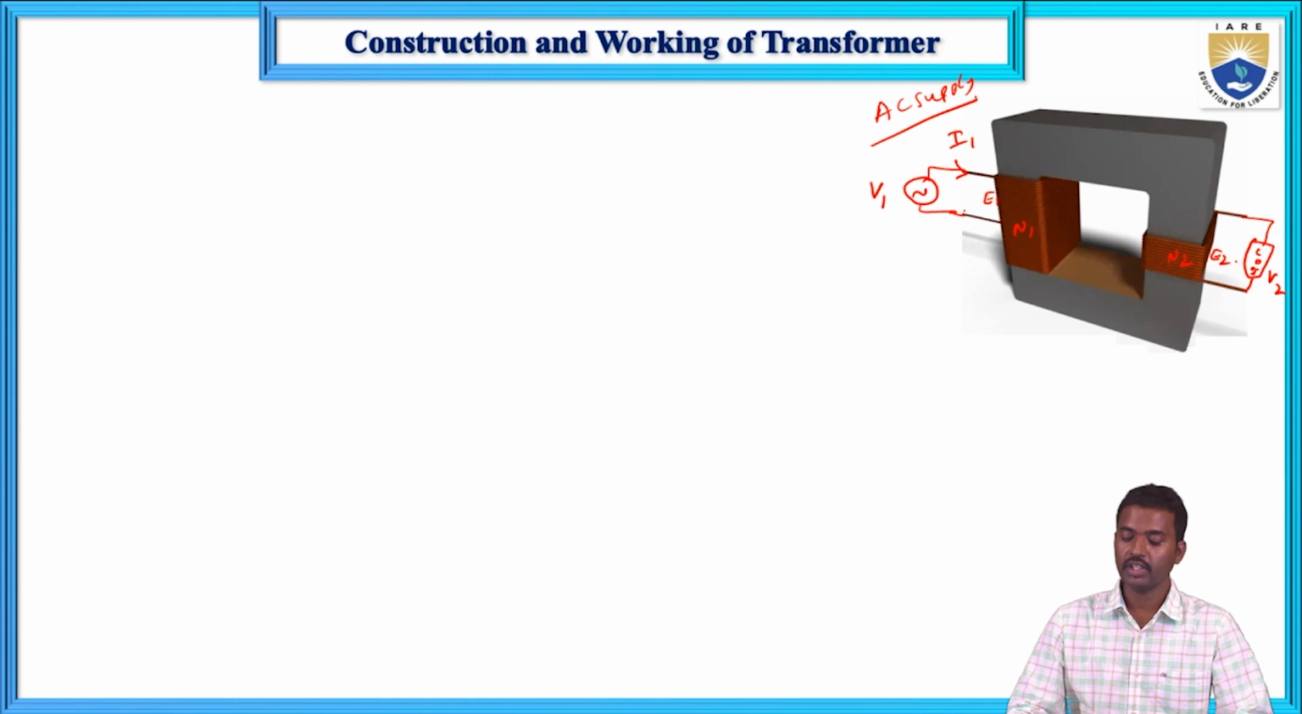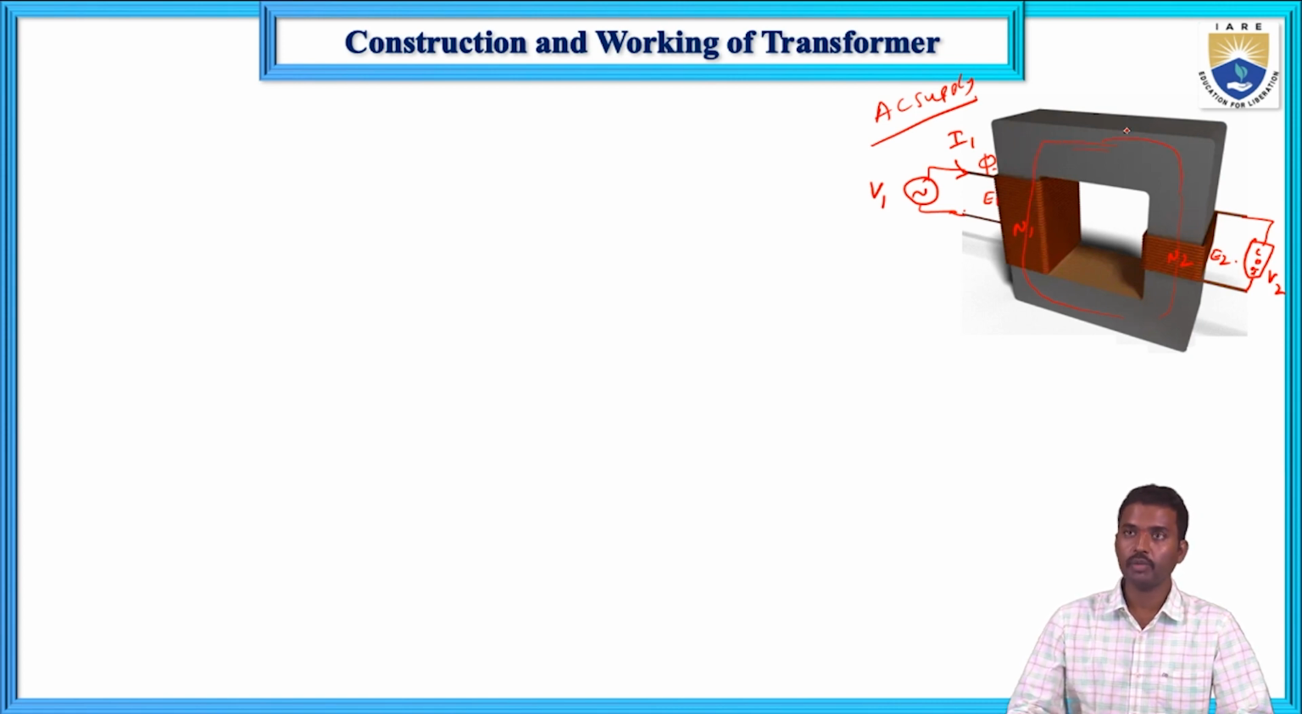V1 AC supply is given to the transformer primary winding. I1 current flows in the primary winding because of this closed path, and this I1 sets up the flux phi according to the right hand thumb rule. So now the flux phi is set up in the transformer primary winding, and this phi flux links with the magnetic core.